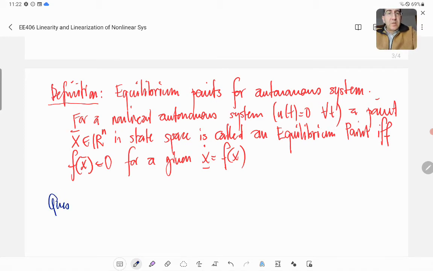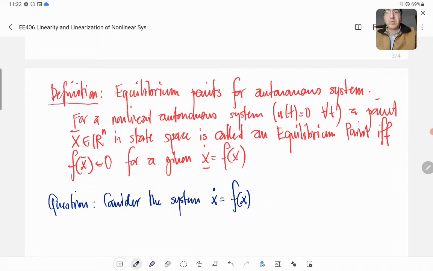Okay, so question, consider the system x dot equals f of x, no input, an autonomous system. Let x at time 0, remember this is obviously a vector, x at time 0 is equal to the equilibrium point, or one of the equilibrium points, x bar.